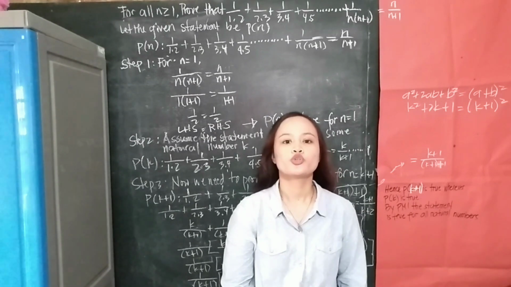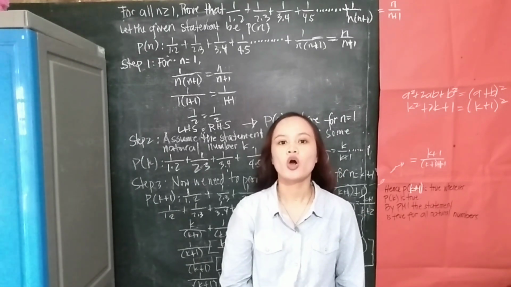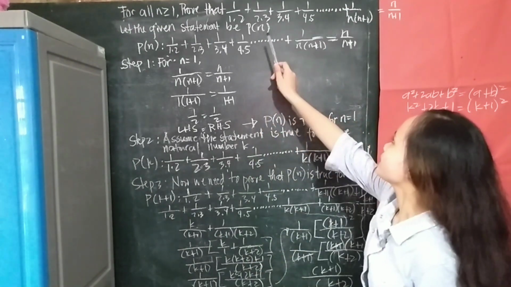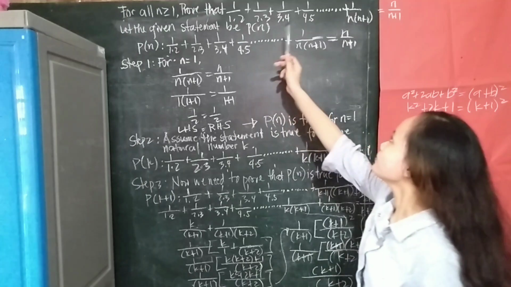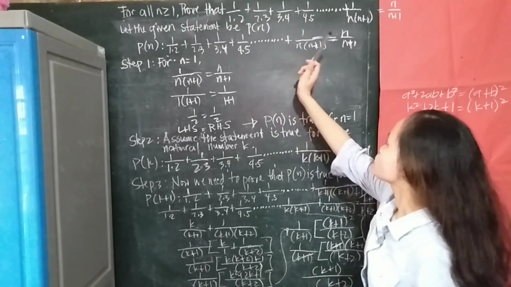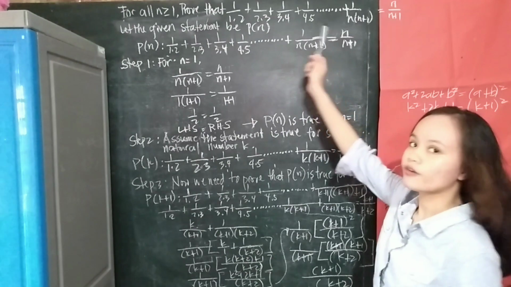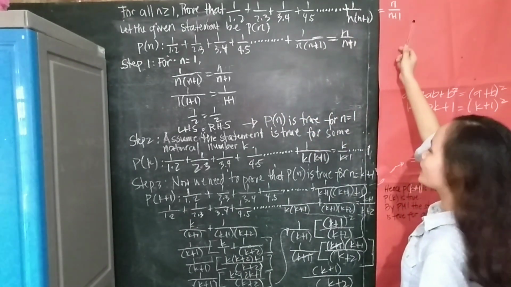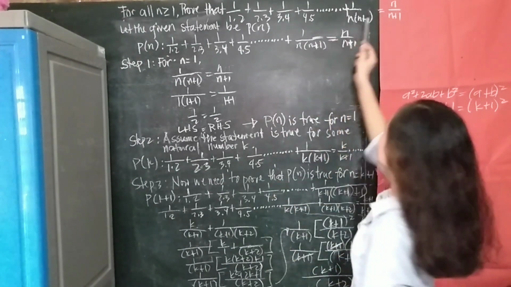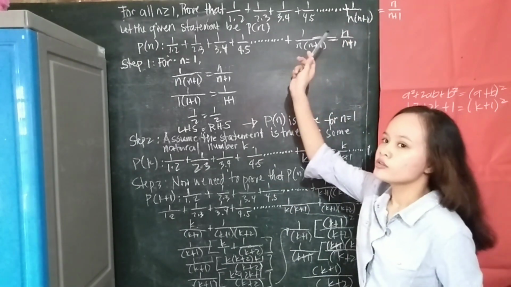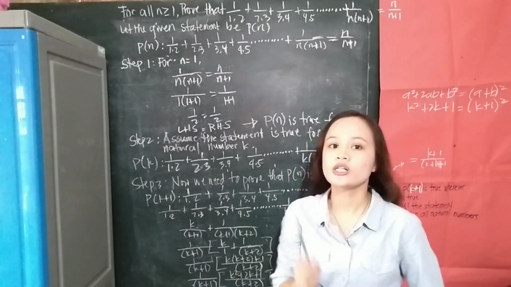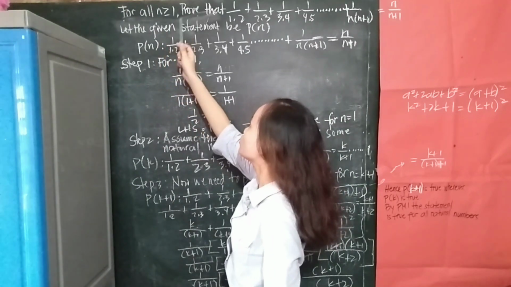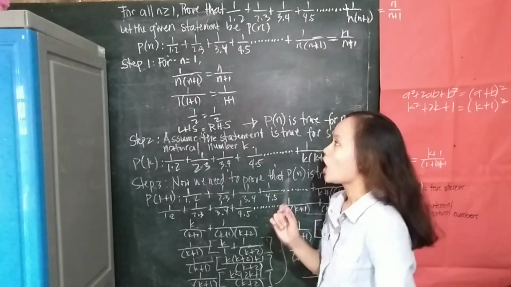Now we are going to prove a statement by using PMI, or principle of mathematical induction. We have here our given statement: 1 over 1.2 plus 1 over 2.3 plus 1 over 3.4 plus 1 over 4.5, and so on, plus 1 over n times n plus 1 is equal to n over n plus 1. We need to prove that this formula is correct for all natural numbers, that is, n is greater than or equal to 1. So let's look at our solution.